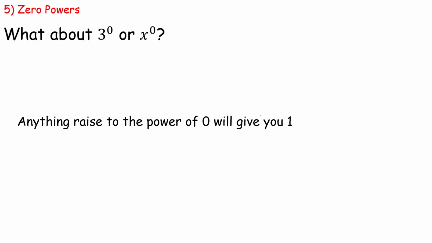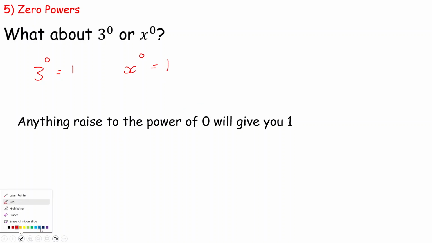Okay, on to the last rule at the grade 5 level, which is the 0 power rule. So what about 3 to the power of 0 or x to the power of 0? Okay, well, anything to the power of 0 just gives you 1. So if we go and take 3 to the 0, it is equal to 1. If we take x to the power of 0, it is equal to 1. So anything to the power of 0 is equal to 1.